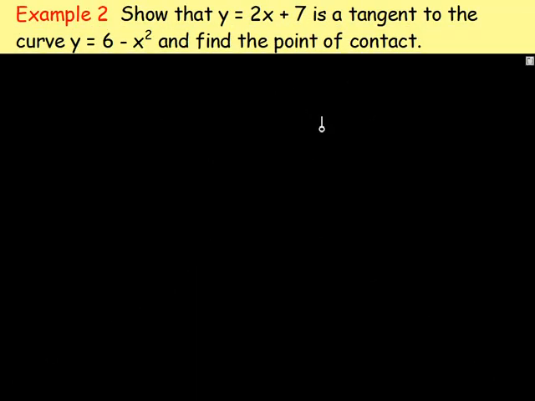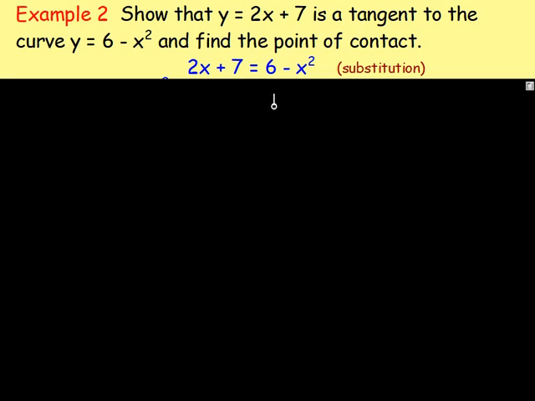Show that y equals 2x plus 7, so that's a straight line, is a tangent to the curve y equals 6 minus x squared. And once again, find the point of contact. So to do that, again, you know that y equals 2x plus 7. You also know y here equals 6 minus x squared, so you can just use substitution, replace y, and you know then that 2x plus 7 would equal 6 minus x squared.